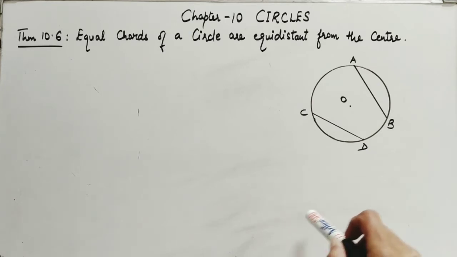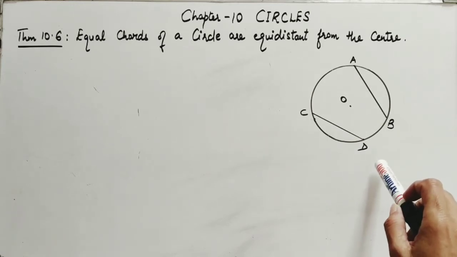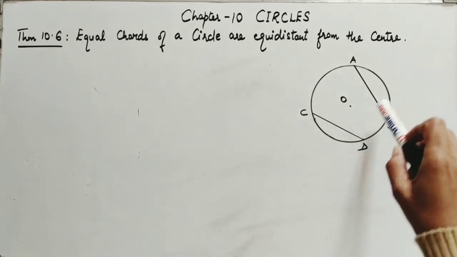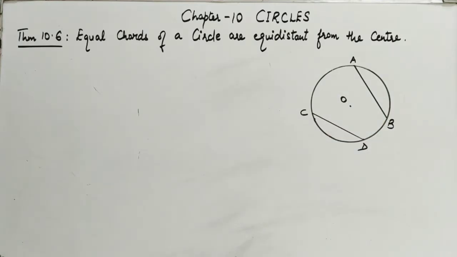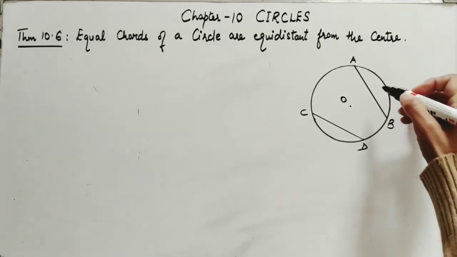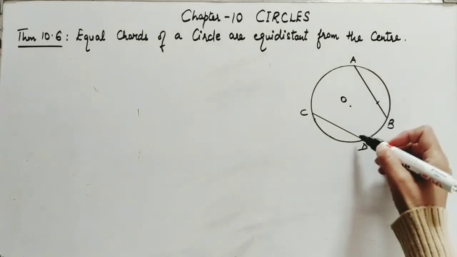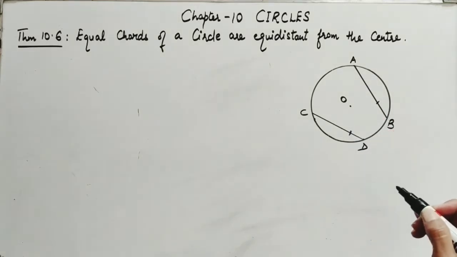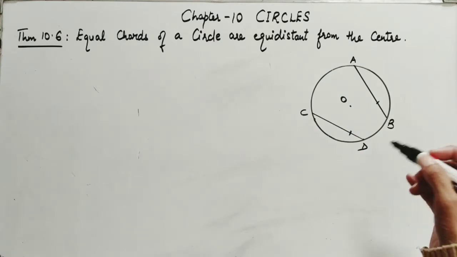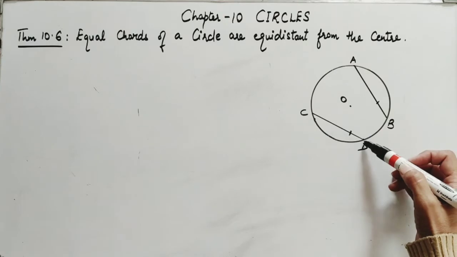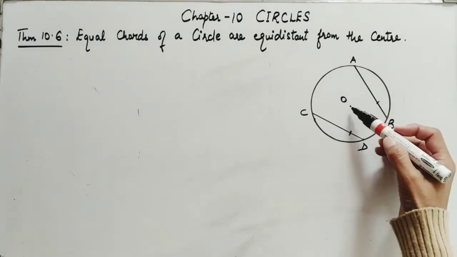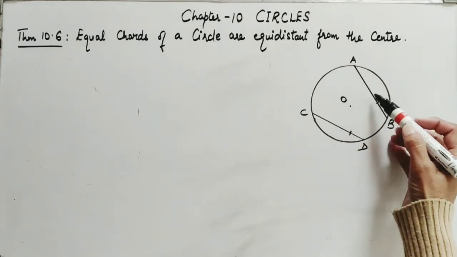Theorem 10.6 says equal chords of a circle are equidistant from the center. As you can see in the figure, there is a circle with center O, and AB and CD are two chords which are equal in length. So AB and CD, their length is equal. We are asked to prove that they are equidistant from the center. These two chords CD and AB, their distance from the center is equal.